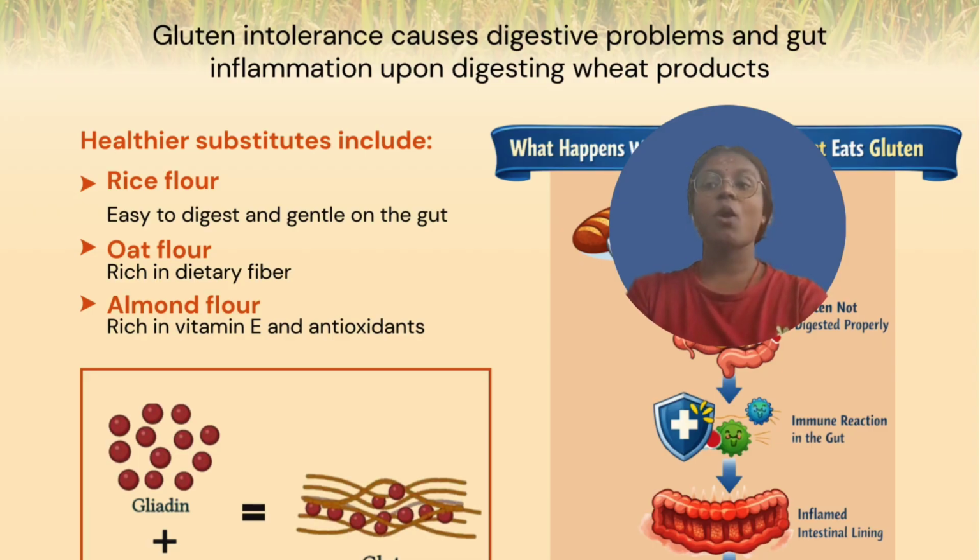Almond flour is also a popular alternative. It is high in protein, healthy fats, and vitamin E, and has a low glycemic index. It produces moist and dense baked products.